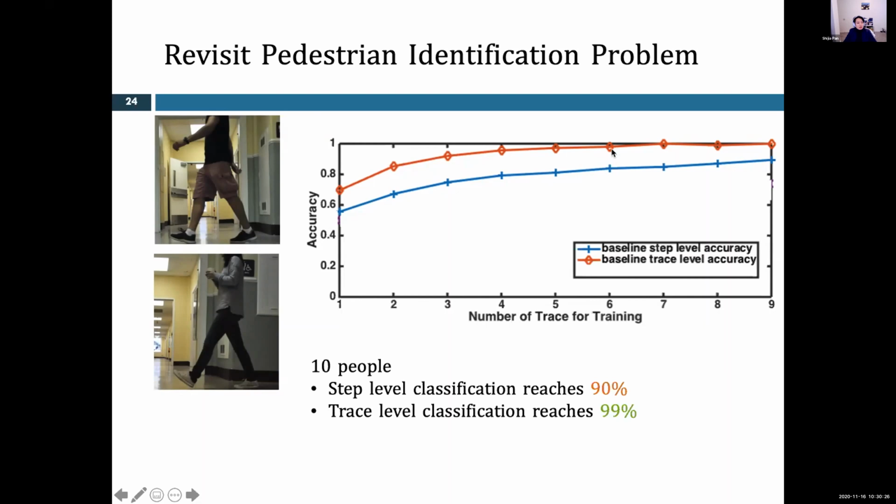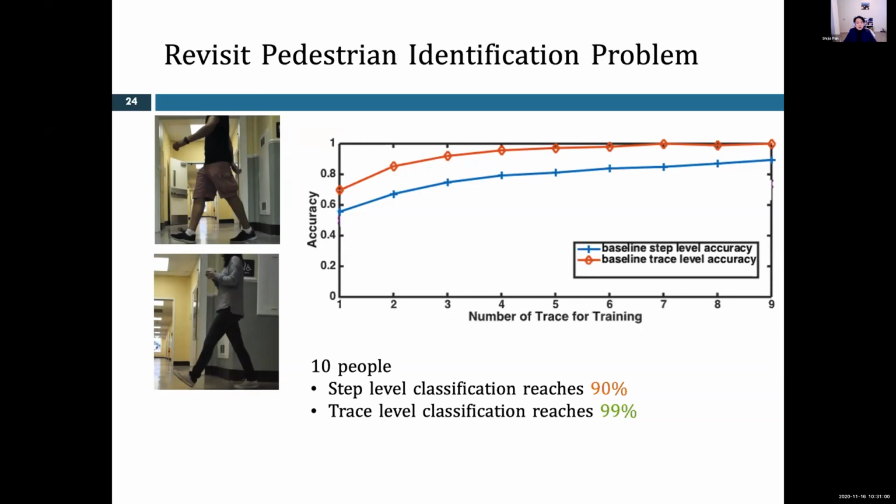So we can see at the 6th trace, the accuracy is quite high already. It's 98% accuracy for the trace level identification, where we combine multiple step level classification results within a consecutive walk of a person. So this is very inspiring. You only need to walk 6 times to be able to identify a person.